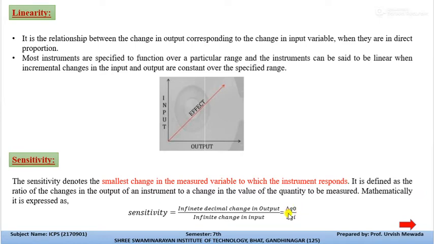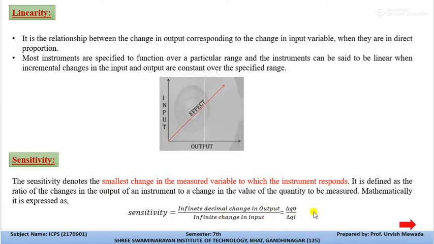The ratio dq0 to dqi means the output to the input ratio of the change in input and output of the given signal. It is also defined as the ratio of the change in output of the instrument to a change in the value of the quantity to be measured.